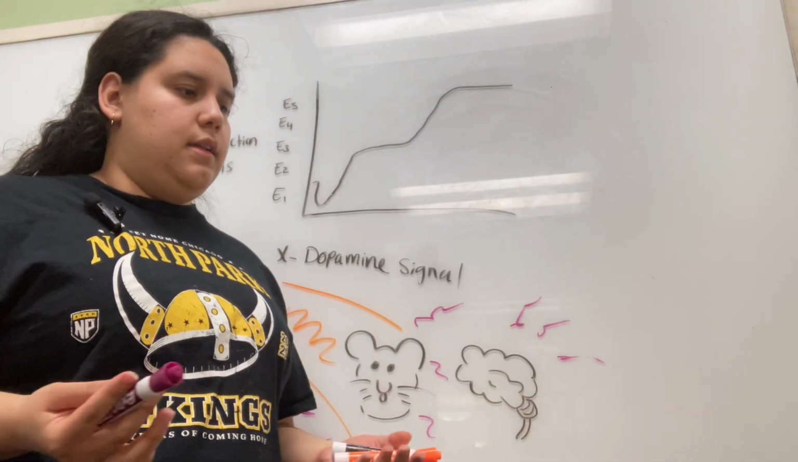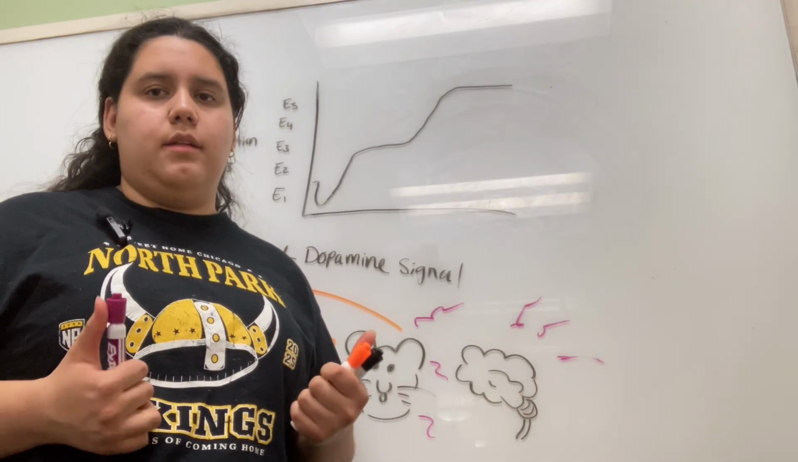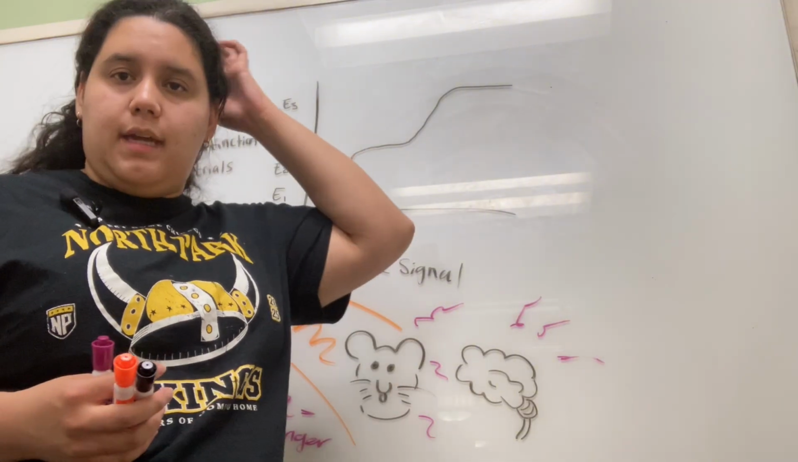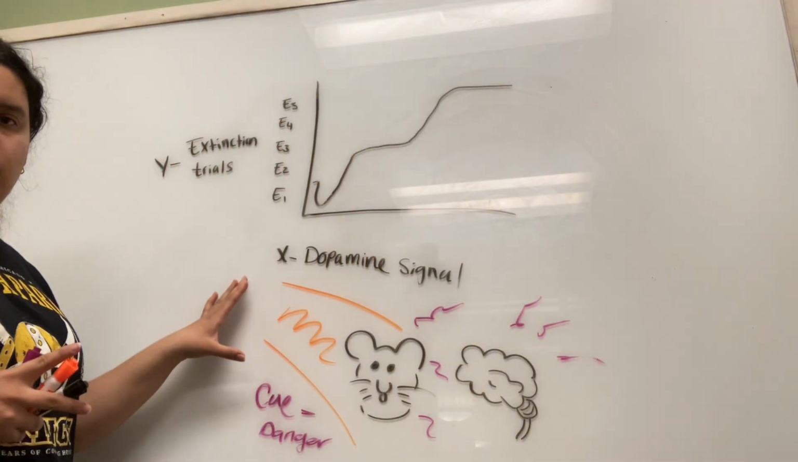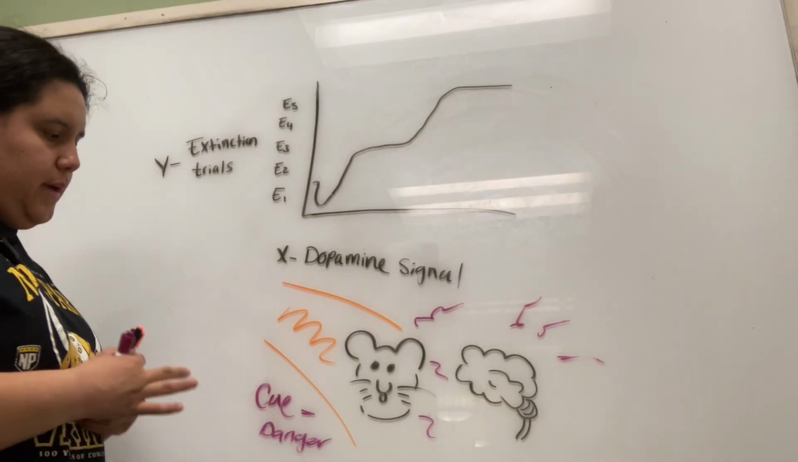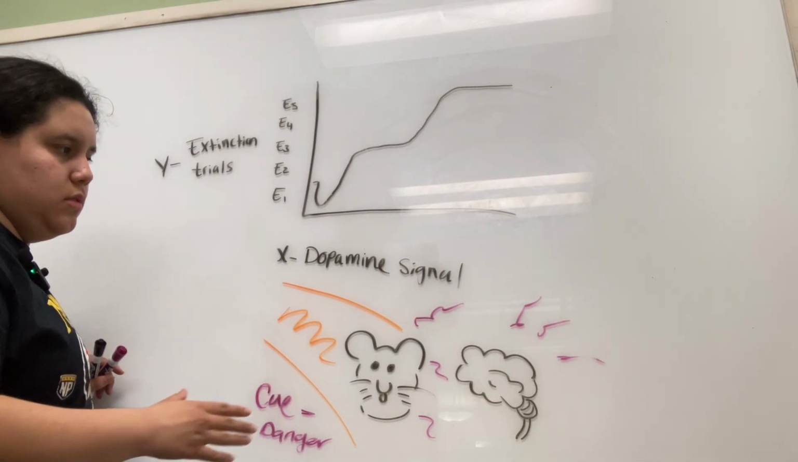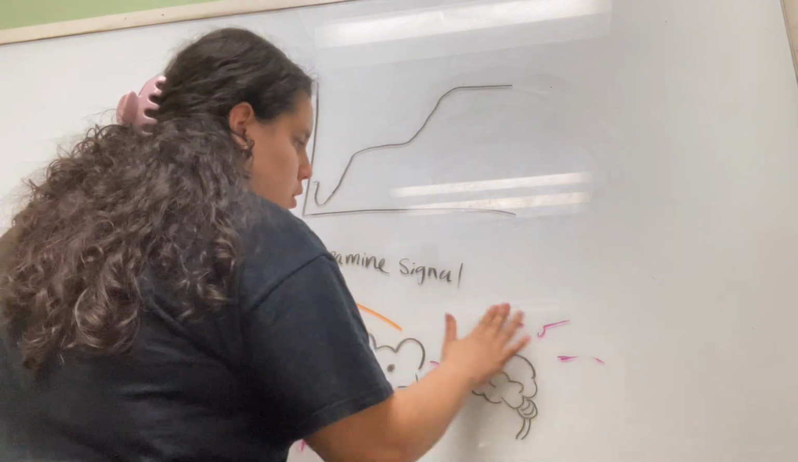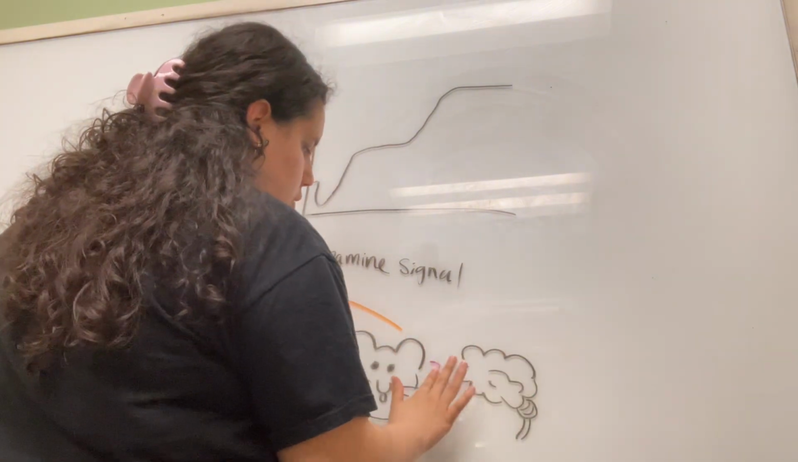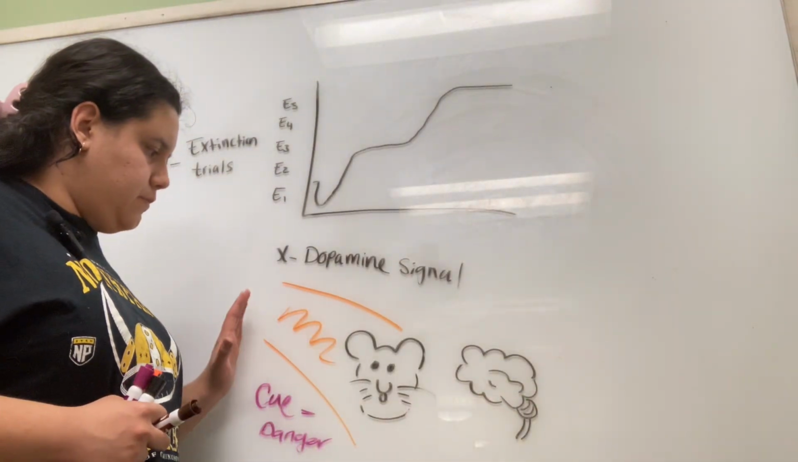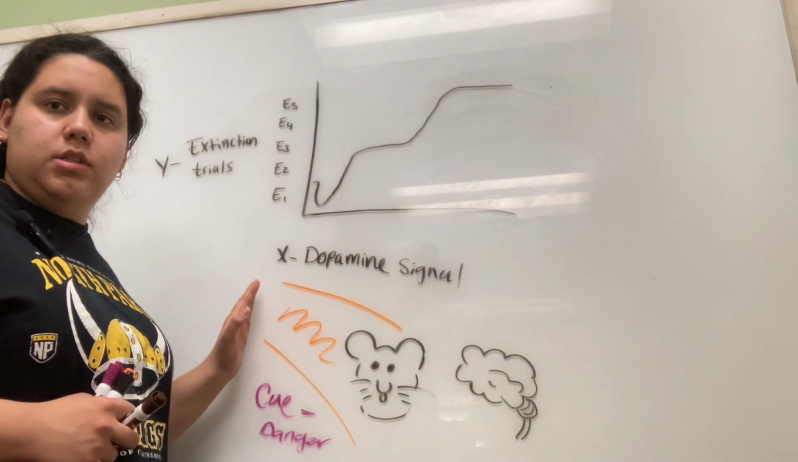Then comes extinction, which is what the figure focuses on. The researchers present the same cue again and again, but now nothing bad happens. So we no longer have a negative cue. As we are going to explain more about this, light is being shown again.